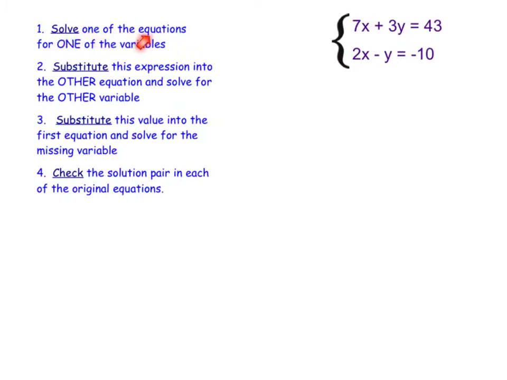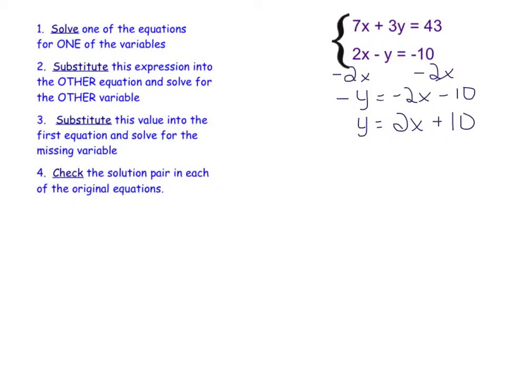Remember, the first thing I have to do is solve one of the equations for one of the variables. So I'm going to look. I have a 7x, a 3y, a 2x, and a y. So if I chose one of these three, it would be more complicated and I'd be left with fractions. So I'm going to choose this y to solve for because it doesn't have a coefficient other than 1, or in this case, negative 1. So I'm going to subtract 2x from both sides. That leaves negative y equals negative 2x minus 10.